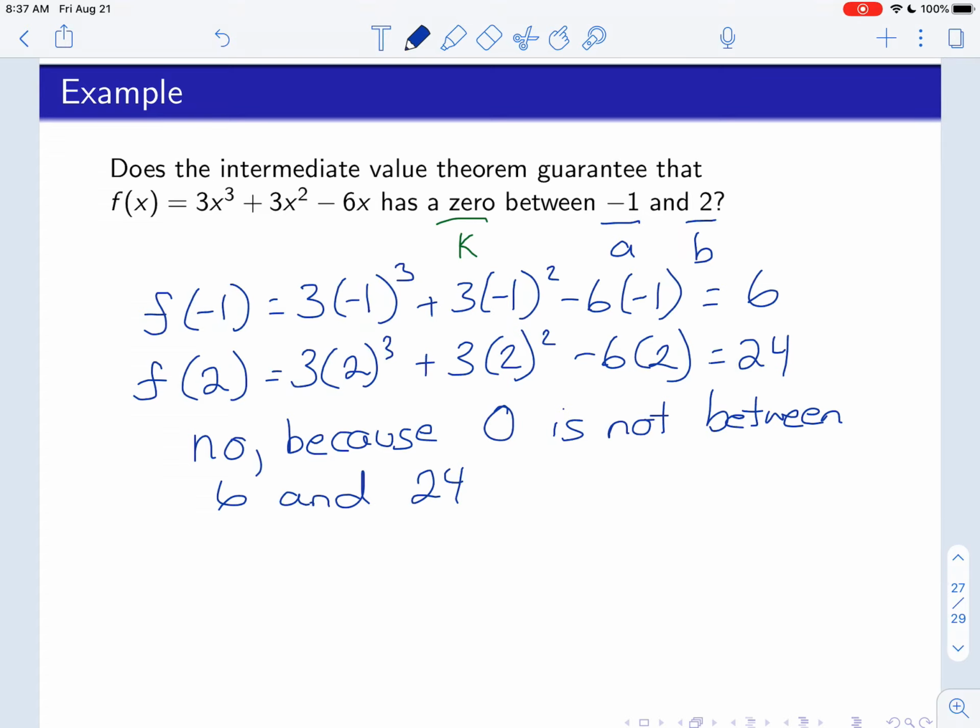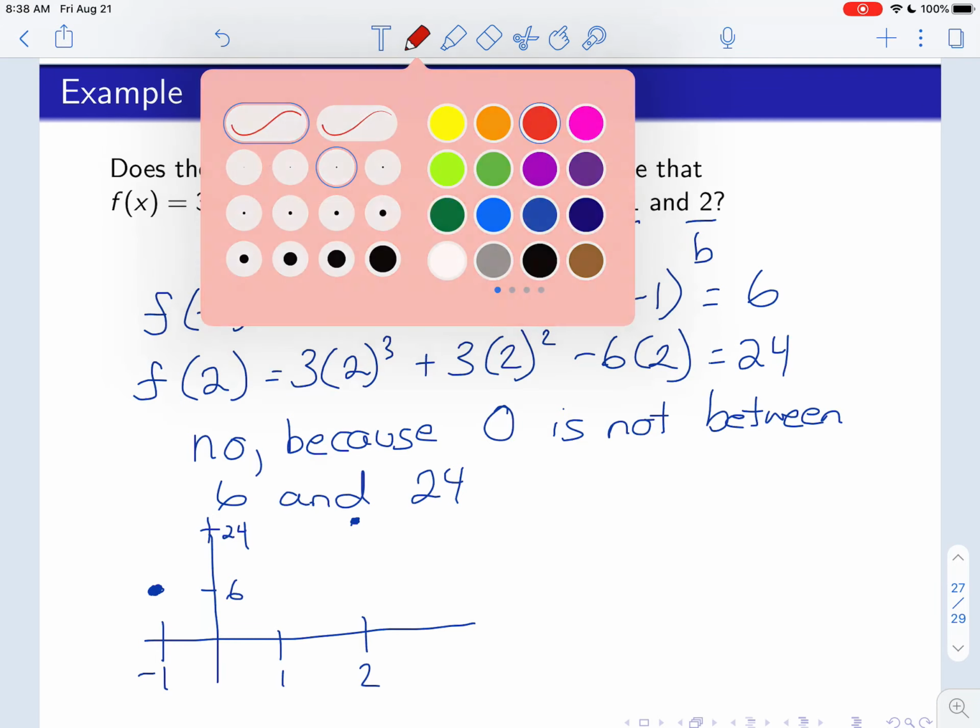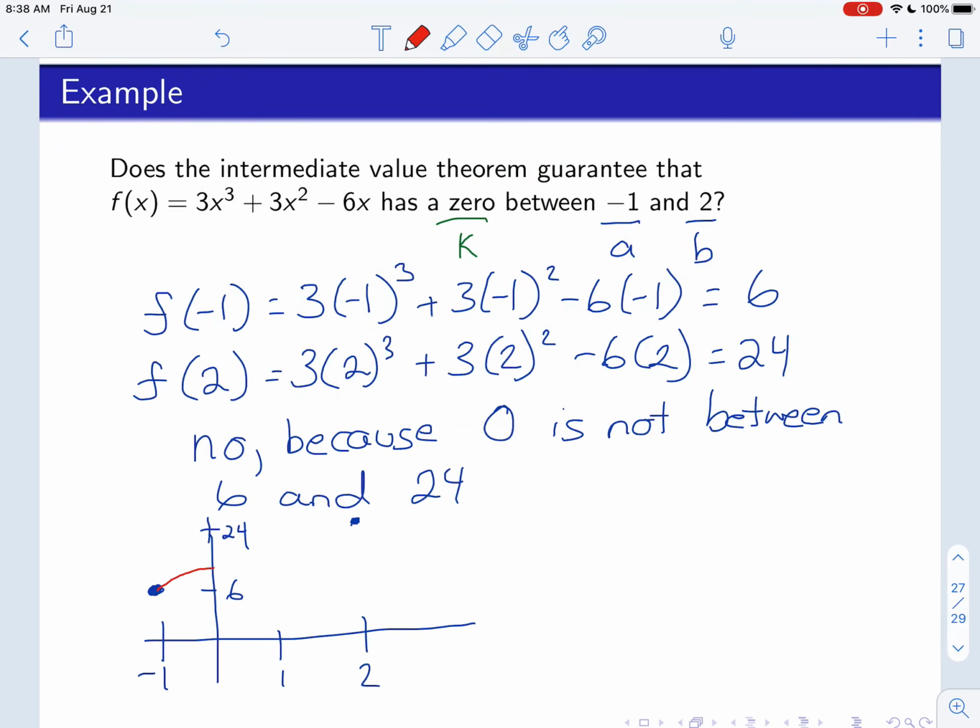Now, if the picture is helpful to you, then here's our graph. I've got -1 over here, and I've got 2 over here. So what we just figured out was that -1 had a y value of 6, and my graph is obviously not to scale, but 2 has a y value way up here that's 24. So if I'm trying to get from this point to this point, there's no reason to guarantee that I had to cross the x-axis down here where y is 0.